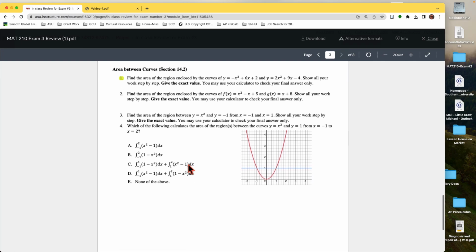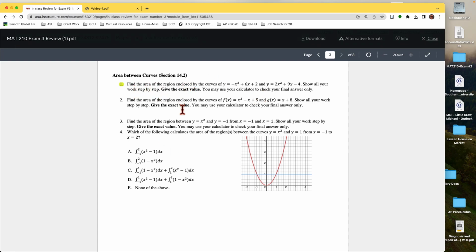But they do have 4.2 here, so area between the curve. Again, notice while there are more questions that you can work there, those are always good. But those highlighted ones are just to help you focus and say, okay, just do those, and that's about the size of what a test would be.